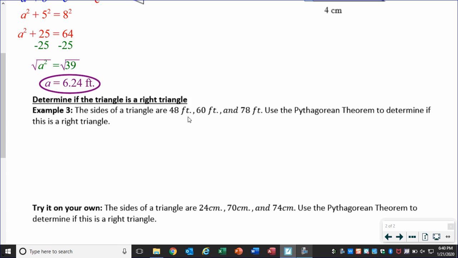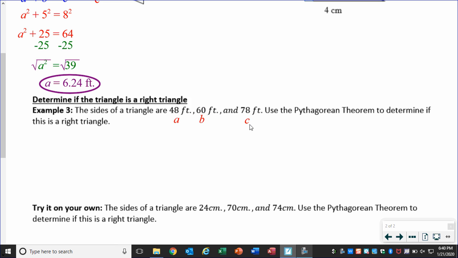Okay? So the first thing we have to do is label everything. So we have 48 feet, 60 feet, and 78 feet are the sides of my triangle. Well, we know that 2 sides, they don't really matter which letter they get, A or B, but one side always has to be the C. And that side is the hypotenuse. The hypotenuse is always the longest side, so 78 feet here is my hypotenuse, so that's going to get a C. These two, it doesn't really matter which one's A or B, so I just go A and B. Okay? The biggest one always has to be your C, though.